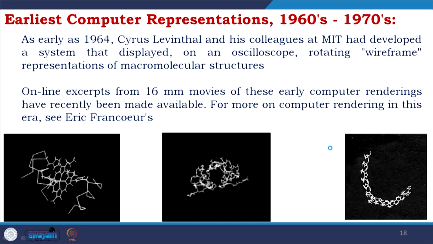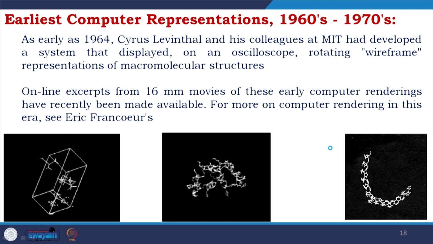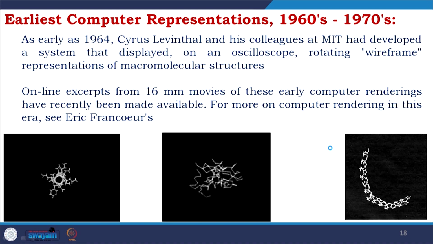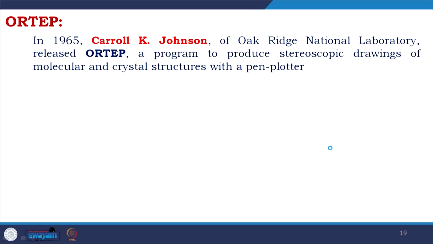As I told, for more on computer rendering, you could see Eric Francoeur's gallery, you could get many of them, but these are examples of how the initial attempt at structural visualization, structural graphics, was done. Then came ORTEP. In 1965, Carroll K. Johnson of Oak Ridge National Laboratory released ORTEP, a program to produce stereoscopic drawings of molecular and crystal structure with a pen plotter. It is a pen plotter which you could use for plotting graphs and all, but this was actually very effective.